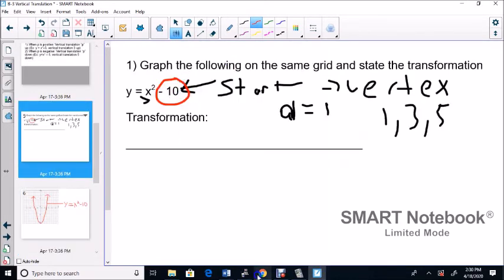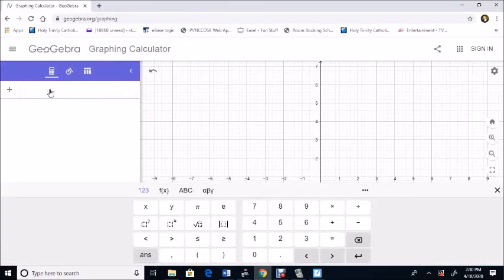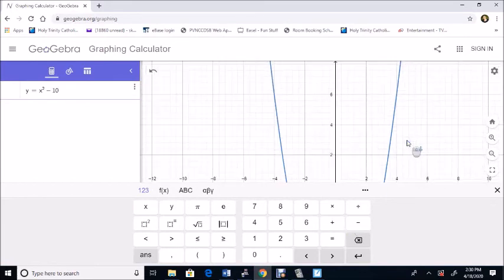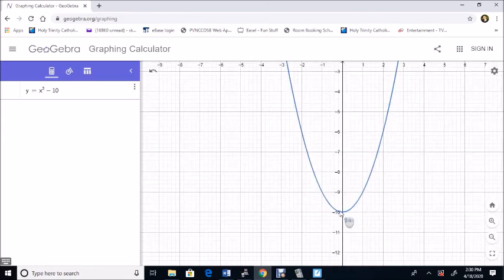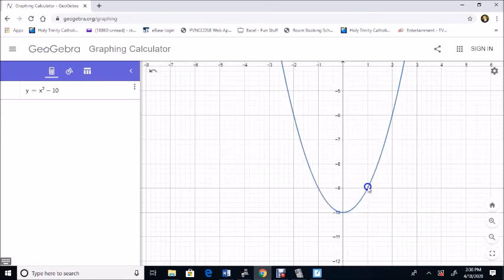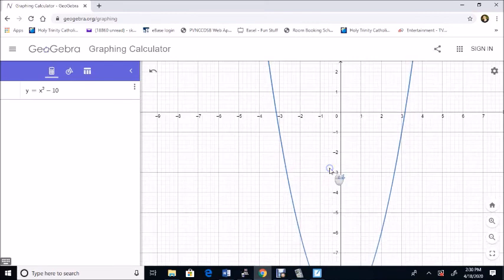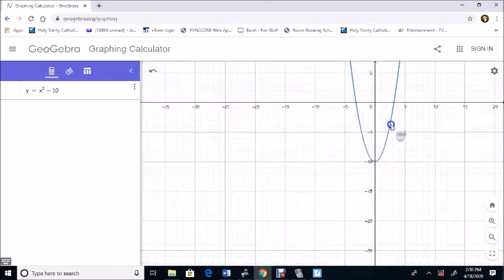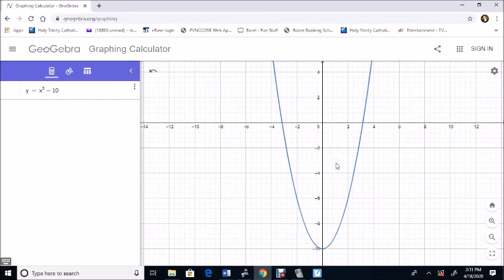Okay, let's go to our software online and type it in. Let's see if we got it right. Y equals x squared minus 10. Let's scroll down. See, it starts at minus 10. Let's zoom in. Go 1 over, 1 up. 1 over, 3 up. 1 over, 5 up. Then we just need arrows on the end. This just goes on forever and ever. Okay, I'm going to graph the next two on the next video.